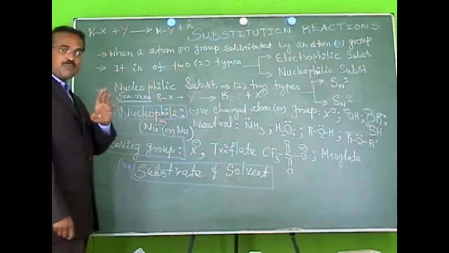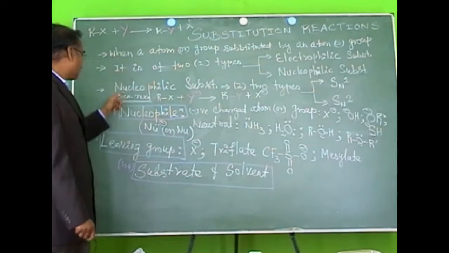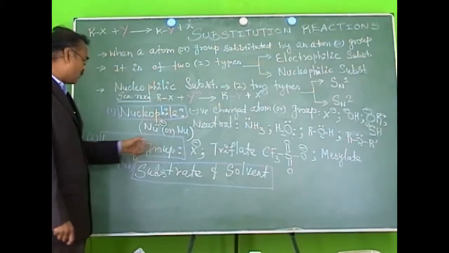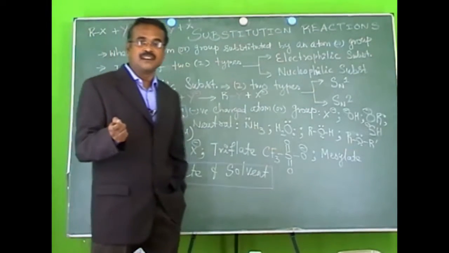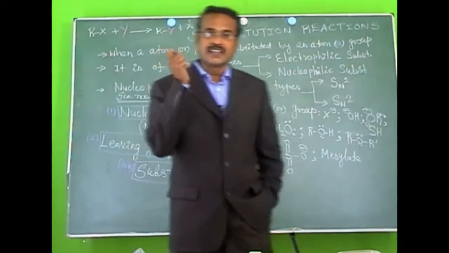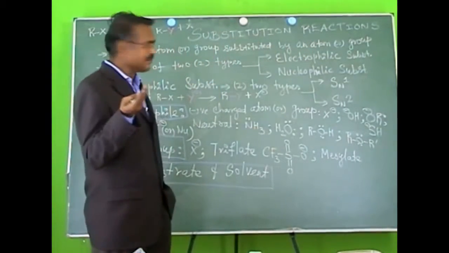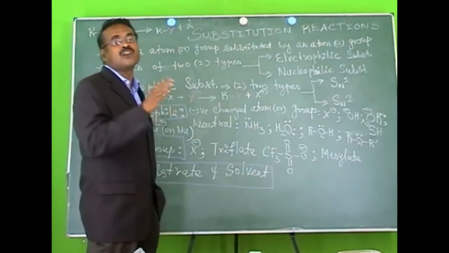Now we are going to discuss the important terms involved in the nucleophilic substitution reaction. There are four important terms. Number 1, nucleophile. Number 2, leaving group. Number 3 and 4, substrate and solvent. Nucleophile, what is a nucleophile? A nucleophile is a negatively charged atom or group, or it may be neutral. It cannot be positive. So it is either negative or neutral.